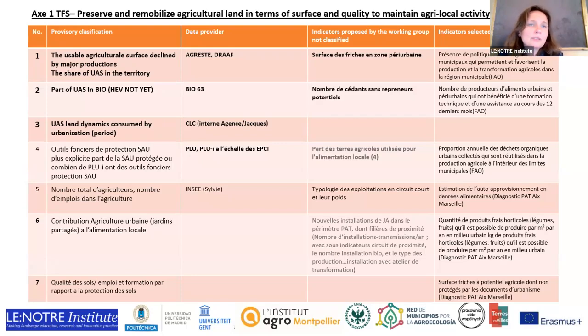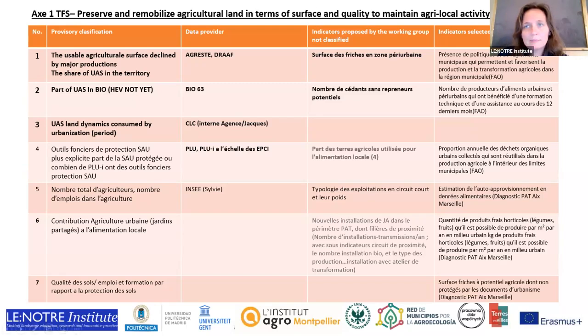As you see, for example, what is the usable agricultural surface or area, and by major production, which part of it is organic or high environmental value, which in the region was not yet the case, and which part of this area was consumed by urbanization. I just translated a few of them.